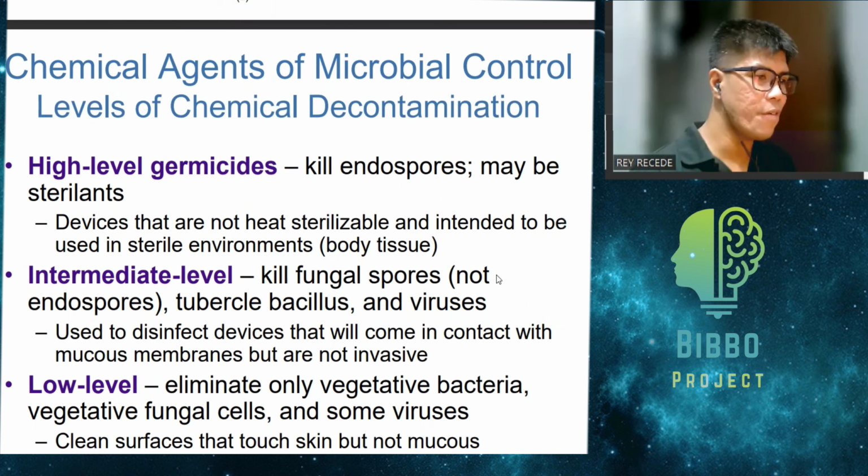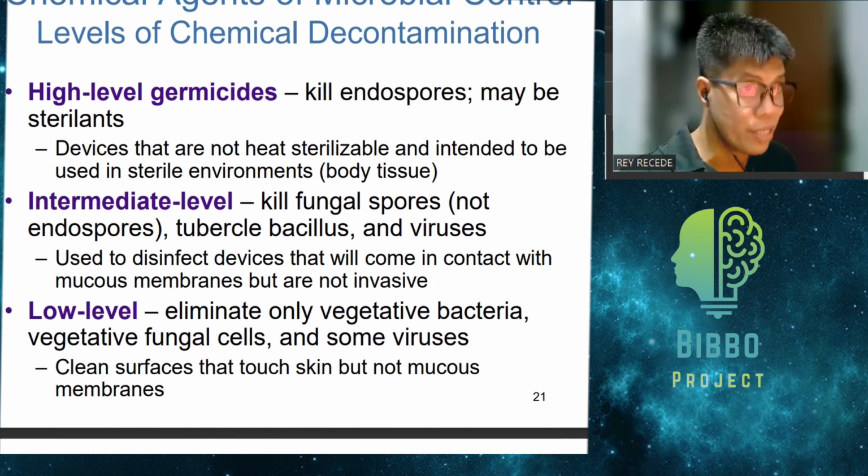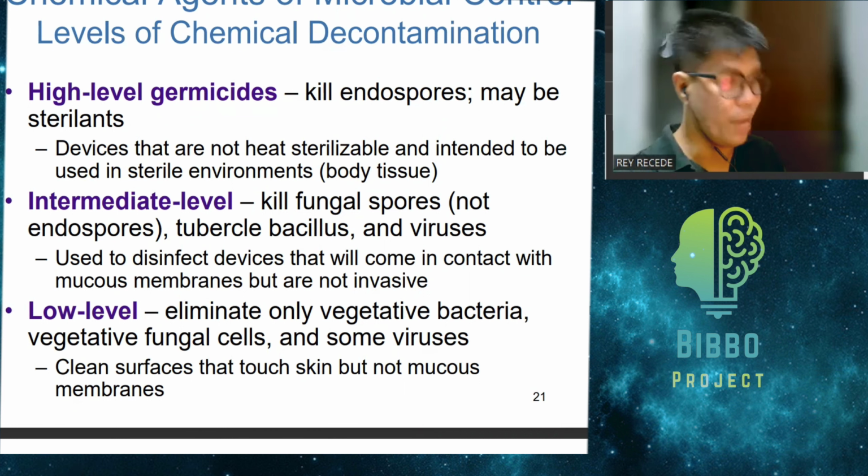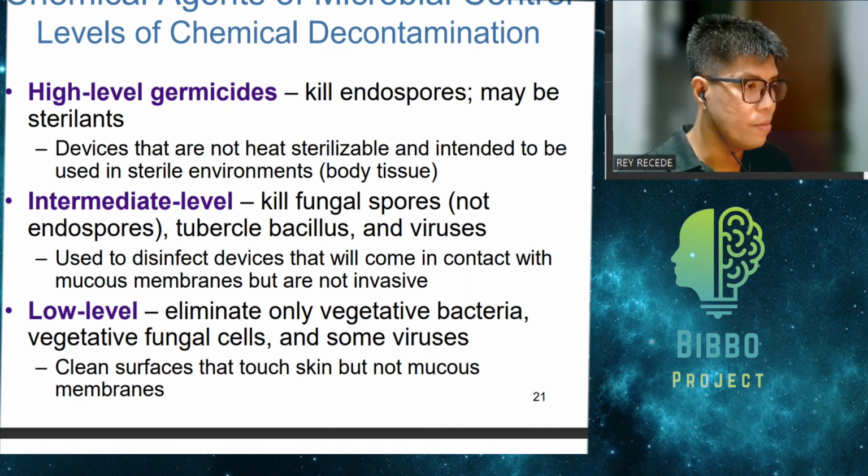Right? Intermediate level kills fungal spores, tubercle bacillus, and viruses, but cannot kill endospores. Used to disinfect devices that will come in contact with mucous membranes but are not invasive. Next is low level. It eliminates only vegetative bacteria, vegetative fungal cells, and some viruses. It is used to clean surfaces that touch skin but not mucous membranes.